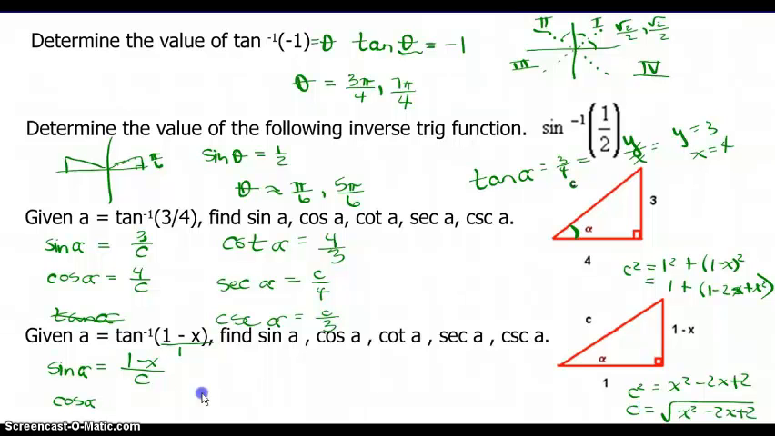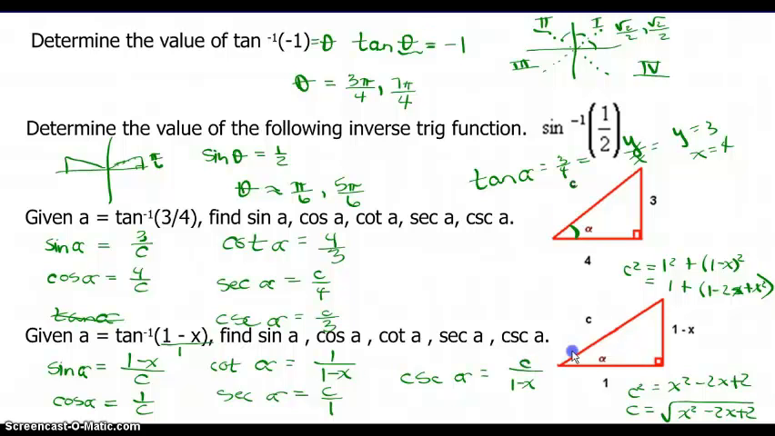So we could put that in for c. I'm not going to take the time to do that because you understand that. So the cosine of alpha is 1 over c. The cotangent of alpha is 1 over 1 minus x. The secant of alpha is c over 1, and the cosecant of alpha is c over the quantity 1 minus x.